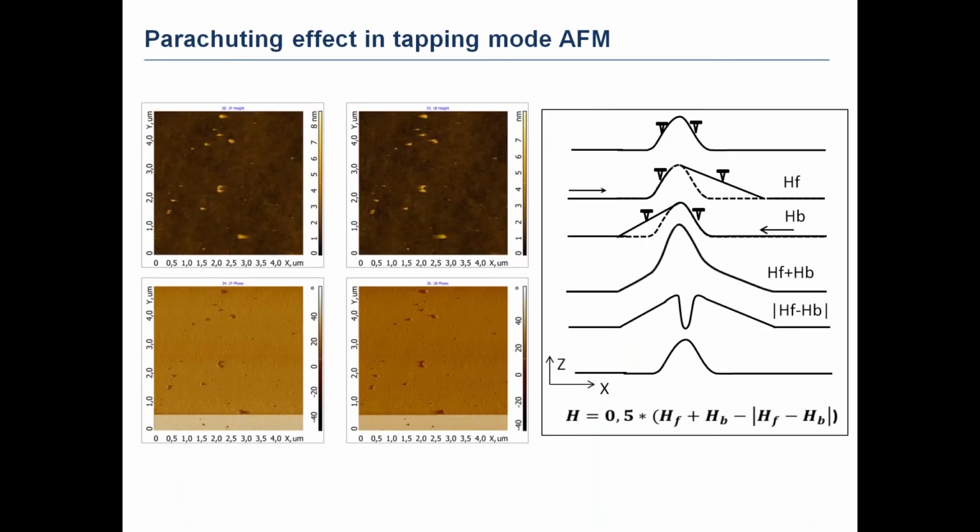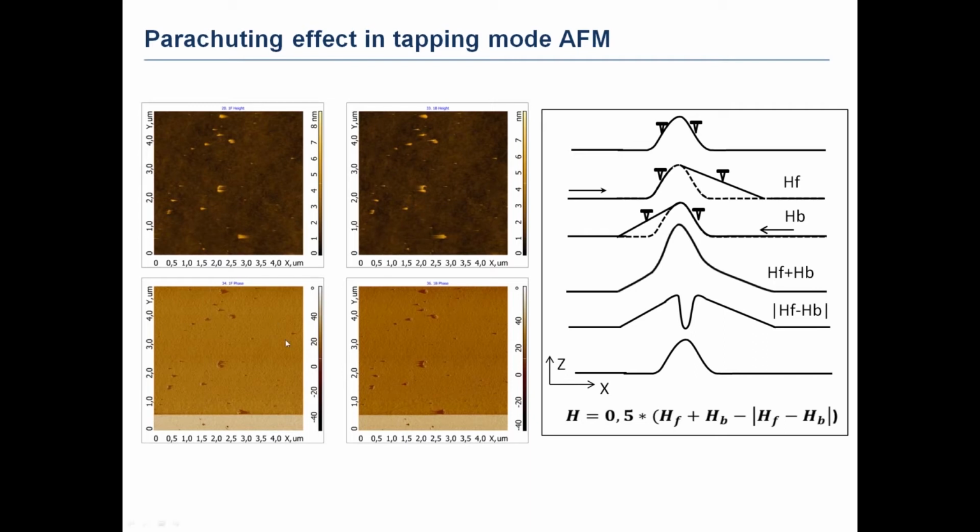In practice, these artifacts look like this, look like stretches in both topography images, less on the top part of this slide, when we move from left to right in forward direction with the cantilever, or when we scan in the backward direction from right to left.